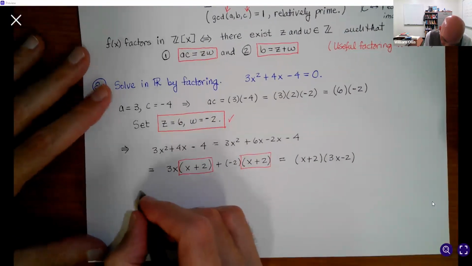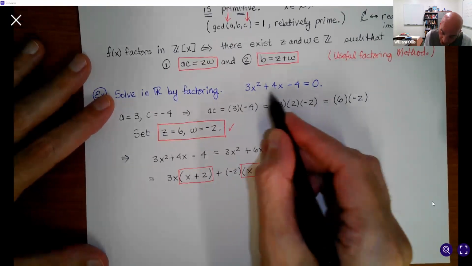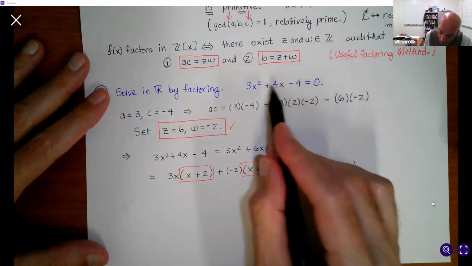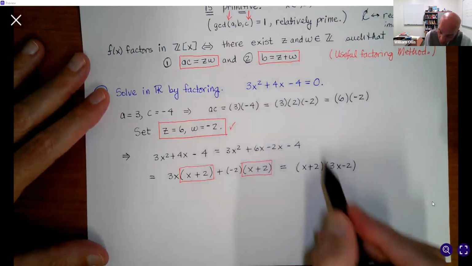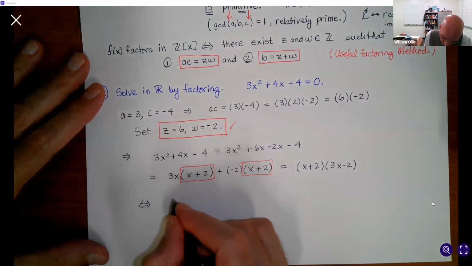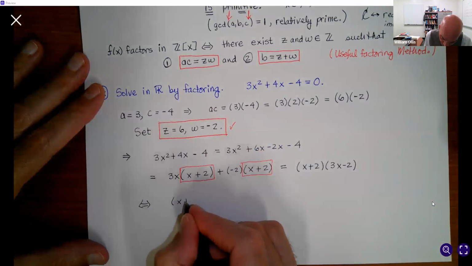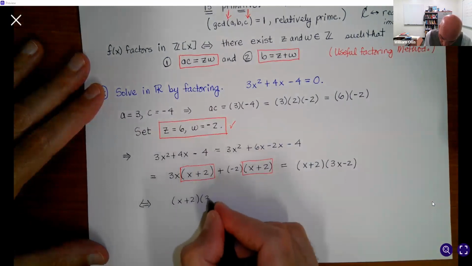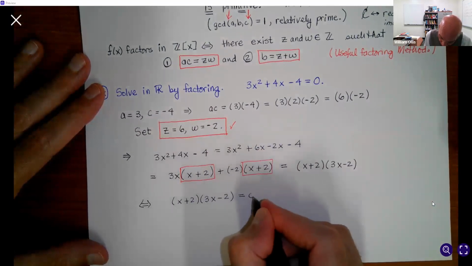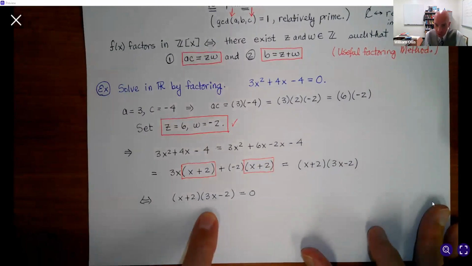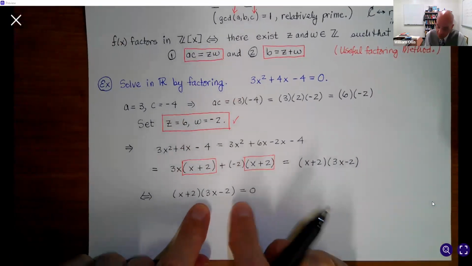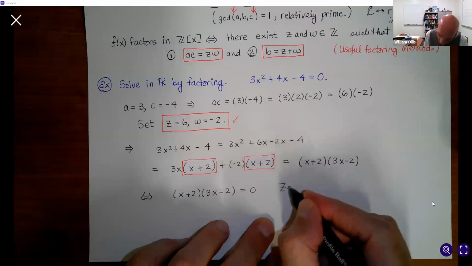So the original problem was to solve 3x squared plus 4x minus 4. So now we will replace the 3x squared plus 4x minus 4 with this product. So equivalently, we have x plus 2 times 3x minus 2, the good old distributive law, equals 0. So an equivalent equation to this equation is this one. And now, of course, we have the zero product.